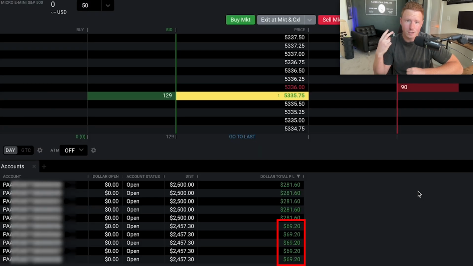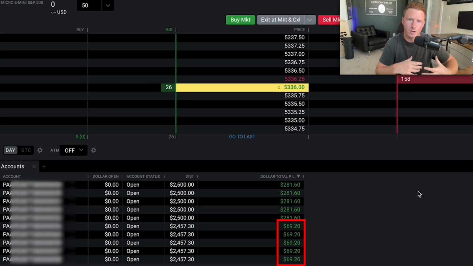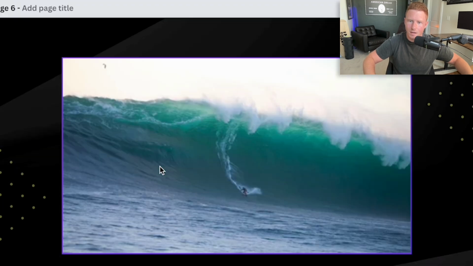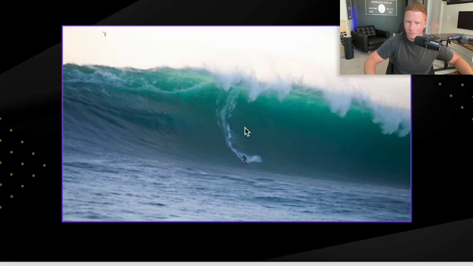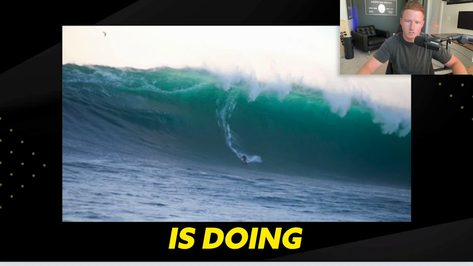Now, the second trade I took was also a scalp. I wasn't planning on scalping it when I first took the trade, but as I was in step 3, managing the trade, I realized the wave was probably about to crash, so it made me want to get out early. So keep in mind, you can do that in trading. You don't have to stick to your original plan. Things can change based on the conditions, based on what the market is doing, based on what the wave is doing.